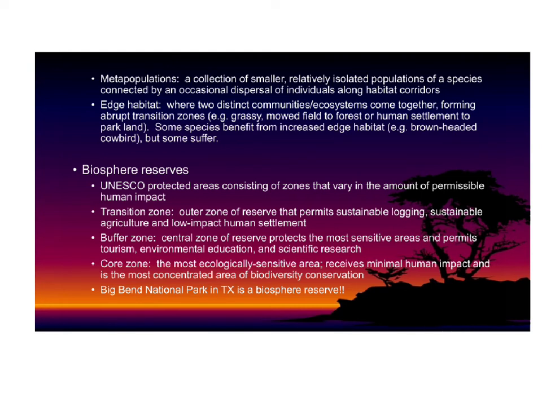There are 3 zones within a biosphere reserve. The outermost zone is called the transition zone. The transition zone permits things like sustainable logging, sustainable agriculture, and low impact human settlement. It's still within the reserve, but you're transitioning from the everyday human activities in the larger cultural context into a biosphere reserve. So you have only sustainable logging, only sustainable agriculture, and low impact human settlement, which might be different outside of that transition zone. The second zone in is called the buffer zone.